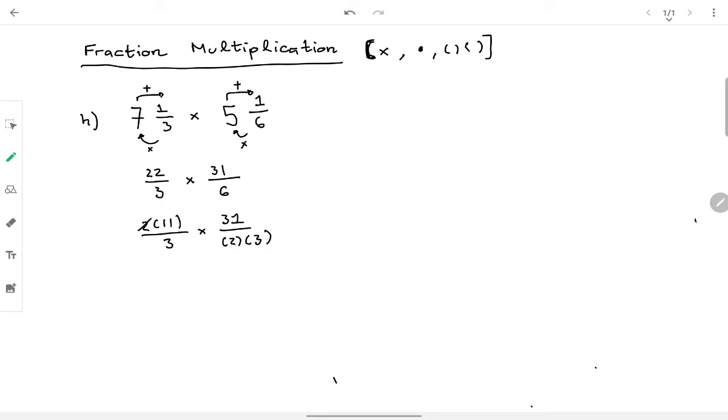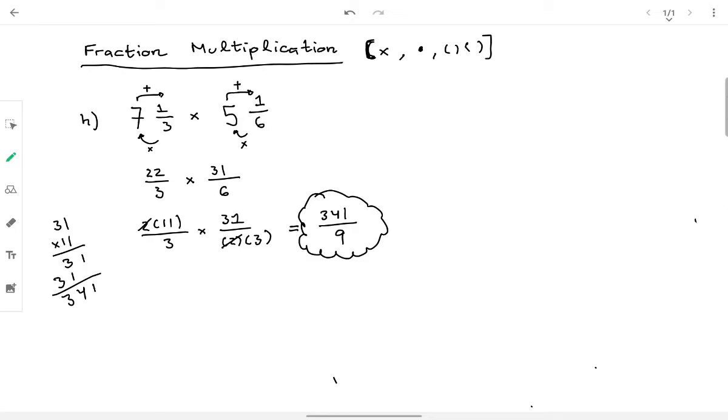So we can eliminate these two with these two. Then we will get 31 multiplied by 11. That will give us 341 in the top part. In the bottom part we will have 9, and because we simplified in the beginning, we know that this fraction cannot get simplified, so this is my final answer. 341 over 9, or 341 ninths.